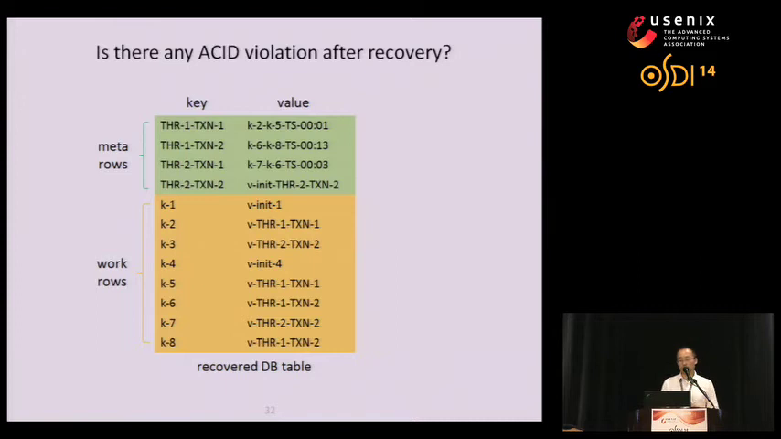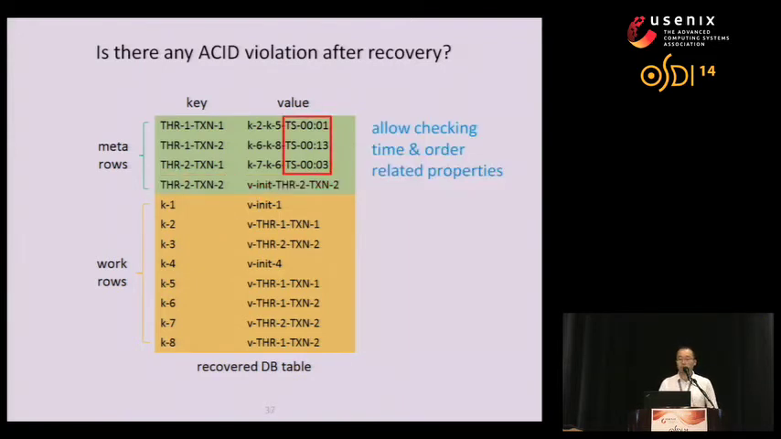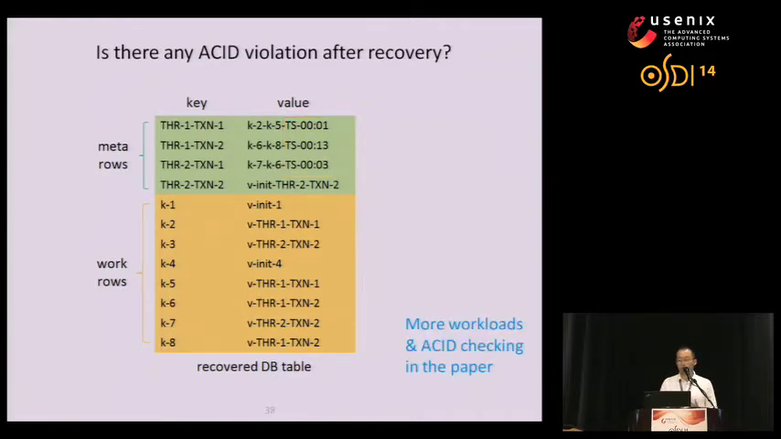So after bringing back the power, we check the recovered table to see if there's any ACID violation. For example, we see a transaction ID in a workload, so we trace to the corresponding metaload and check the value there. Clearly, there's an atomicity violation because the metaload update in this transaction is missing. In addition, the timestamps allow us to check time and order related properties easily. And we have more workloads and ACID checking in the paper.